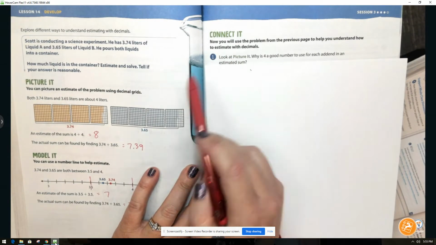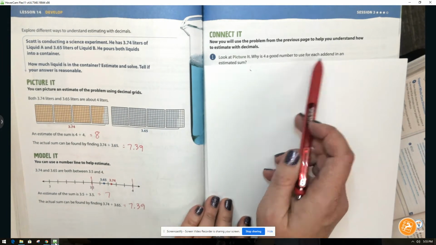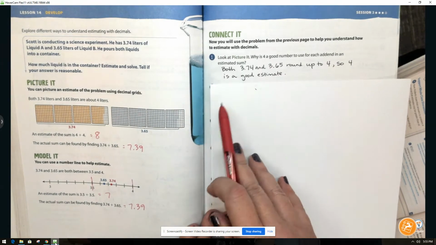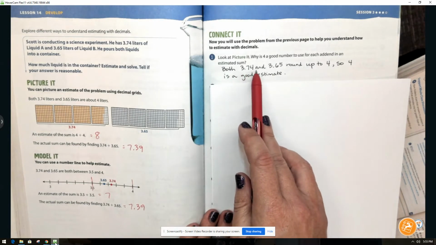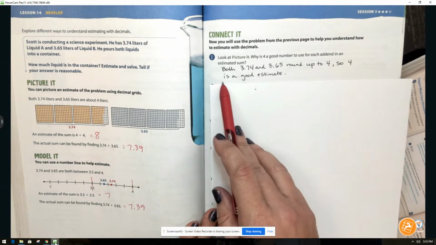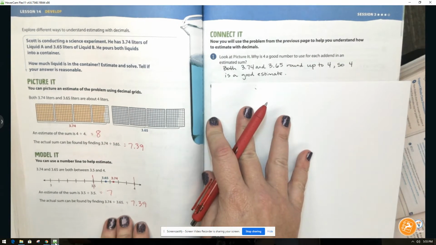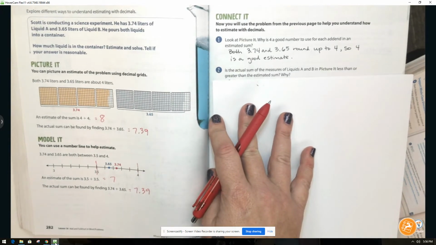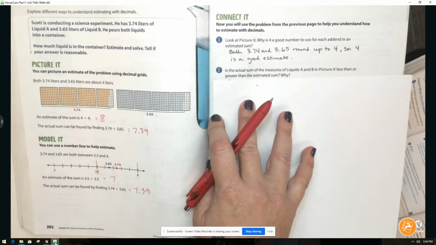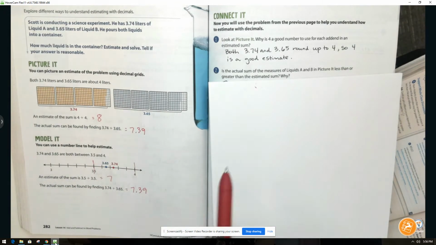All right, so looking at the picture, why is 4 a good number to use for each add-in in an estimated sum? Both 3 and 74 hundredths and 3 and 65 hundredths round up to 4. So 4 is a good estimate, and we talked about that already as well. Here's what's really important about whether you're rounding up to 4 or down to 3.5.